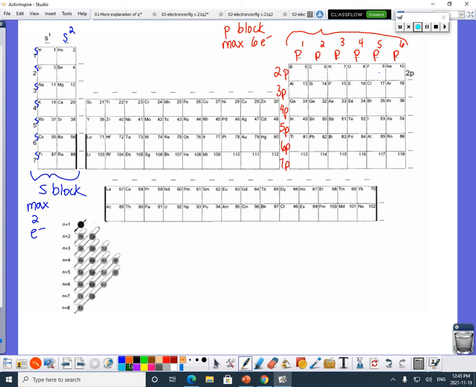So let's say you were going to do boron. Boron's last term would be 2p1. Carbon, 2p2. Nitrogen, 2p3. That's what we're going to do.